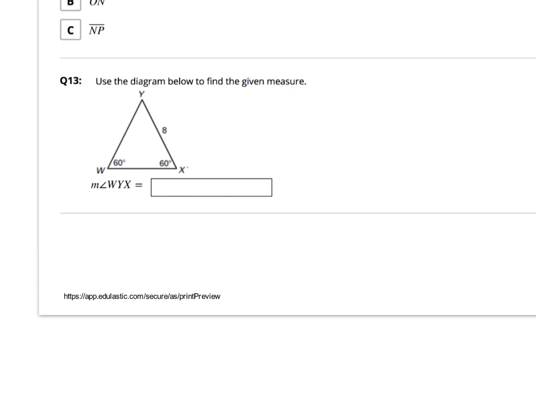Question number 13, we want to figure out what's the measurement of WYX? WYX, that's this angle right here. Notice that they already give you 2 angles, 60. So remember, everything comes off of 180 degrees. And subtract from there to figure out what's left for angle Y up here.